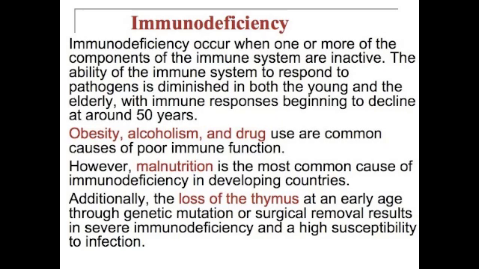The ability of the immune system to respond to pathogens is diminished in both the young and the elderly, with immune responses beginning to decline at around 50 years. Obesity, alcoholism, and drug use are common causes of poor immune function. However, malnutrition is the most common cause of immunodeficiency in developing countries.